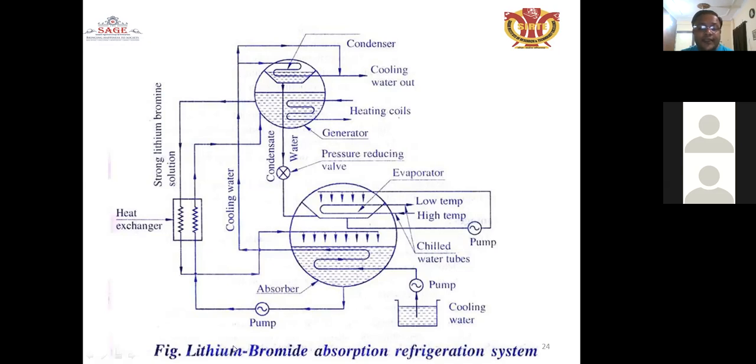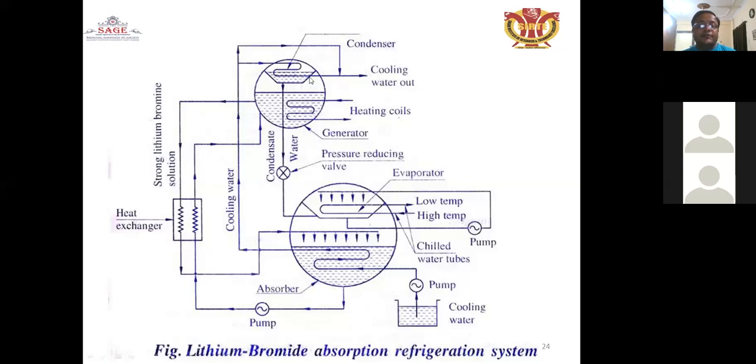It is replaced by lithium. Lithium is replaced by the ammonia. Bromide, it is replaced by the water. So that's why, because of this, here the primary refrigerant will be used, and here the secondary refrigerant will be used for the requirement of low temperature refrigeration.